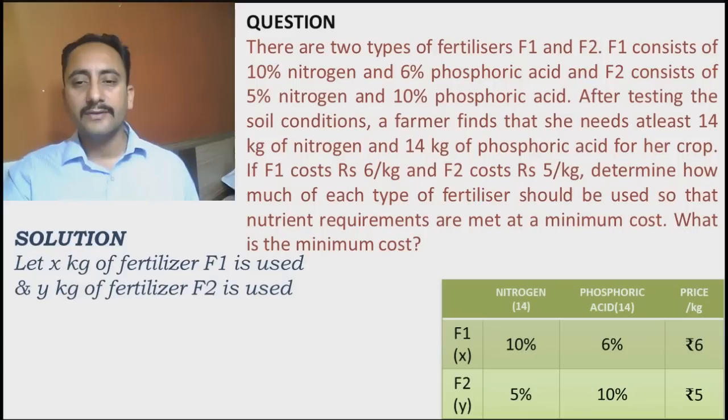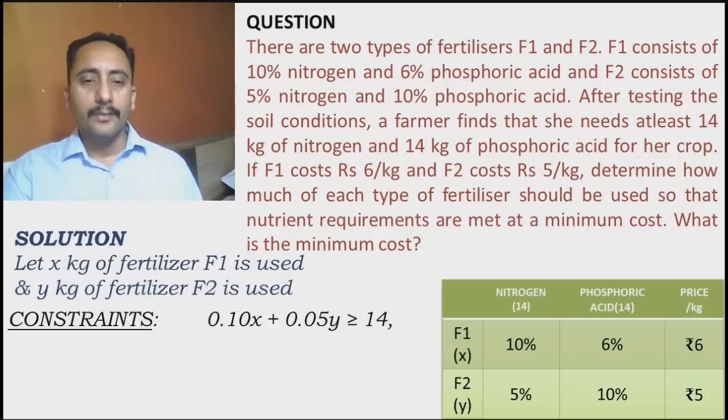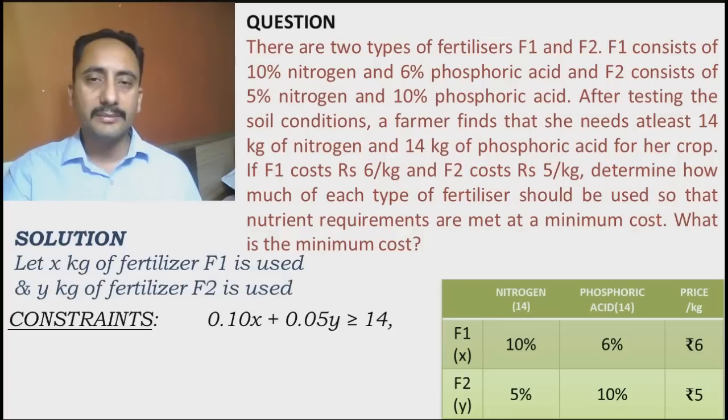The first one is the minimum amount of nitrogen required is 14 kg. If he is using X kg of first fertilizer, then that fertilizer will contain 10% of X nitrogen, and F2 will contain 5% of Y nitrogen, which has to be greater than or equal to 14. It means the inequality will become 0.10x plus 0.05y, where 0.10x means 10% of x, and 0.05y means 5% of y. It has to be greater than or equal to 14. 14 kg is a minimum requirement.